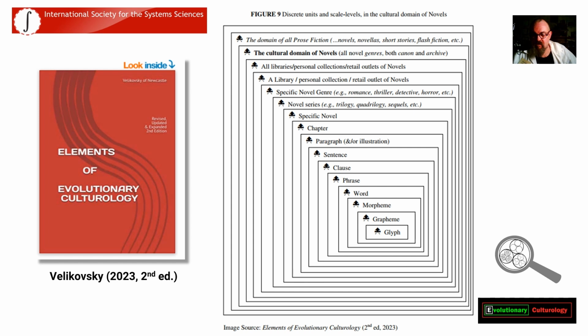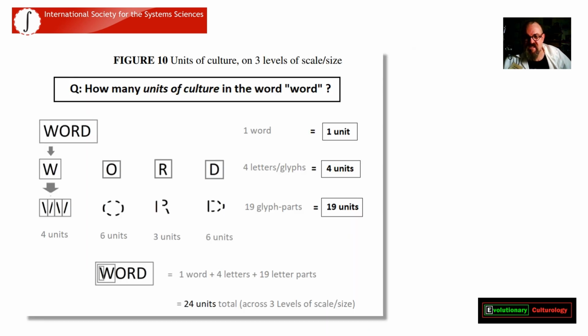3 laws lens, goes all the way up, down and sideways there. Figure 10, we're zooming in on a word and looking at the parts that make up the whole, the fractal holon partons. How many units of culture are in the word word? It's a bit of a strange loop. And so on the larger scale level, you've got word, that's 1 unit on the right. Zooming into smaller scales, you've got 4 units, 4 letters or glyphs. Zooming in smaller, the letter W, which is 2 V's put together, historically, evolutionary speaking. You've got 4 units there, 4 strokes. You've got 6 units with the O, 3 units with the R, 6 units with the D, that's 19 units. So you're looking at 24 units across 3 scale levels of that unit of culture, word. Just depends which scale you want to look at, count and measure in EvCult.